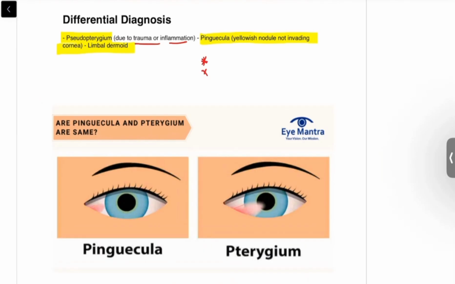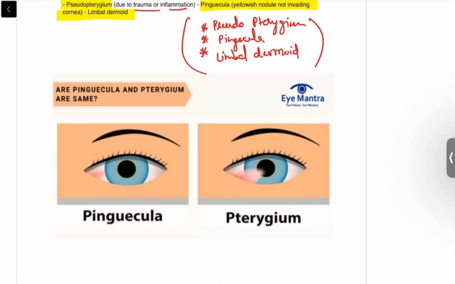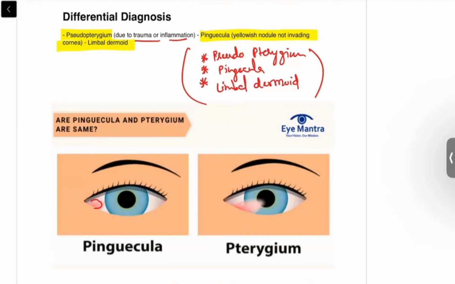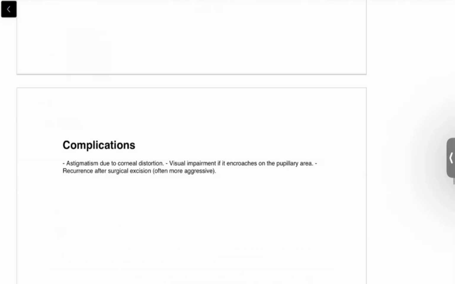So basically three differential diagnoses: pseudopterygium, then pinguecula, and then limbal dermoid. So these are the three main differential diagnoses for pterygium. Okay, so this is how a pinguecula appears. It is just like a yellowish nodule over the conjunctiva, whereas pterygium is a triangular wing-shaped structure which arises from the nasal side and will encroach onto the cornea. These are the differential diagnoses.